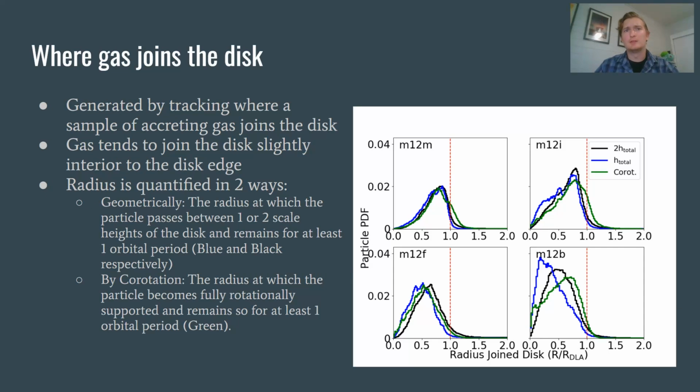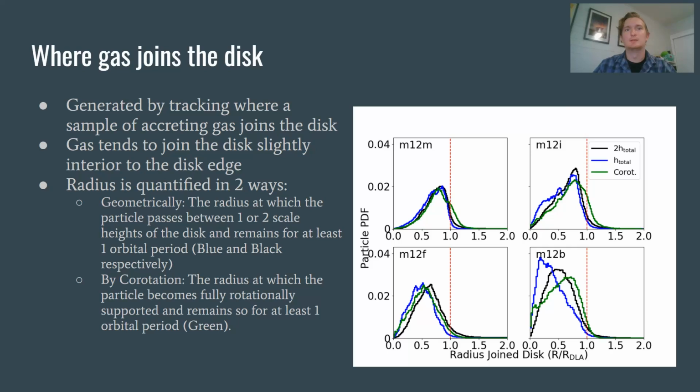So now we want to ask at what radius is the gas actually joining the disk. To do this, we did particle tracking on the accreting gas mass elements in our simulations and quantified when and where they become part of the disk in 2 ways. The first is geometrically, so when a gas mass element passes below 1 or 2 scale heights of the gas disk and remains there for at least 1 orbital period. That's shown in the black and blue histograms.